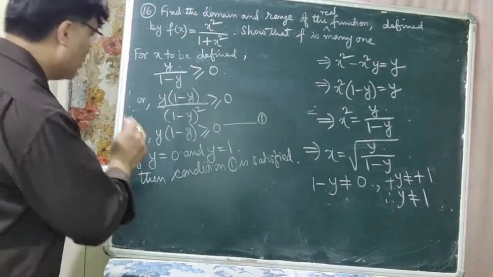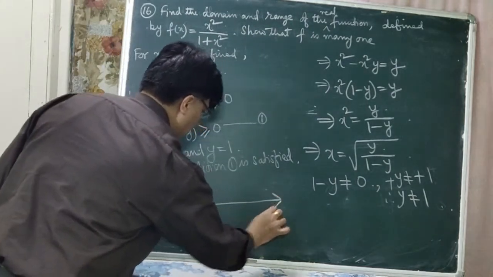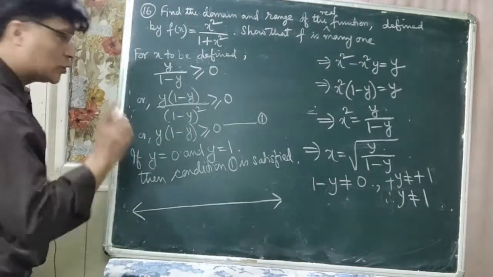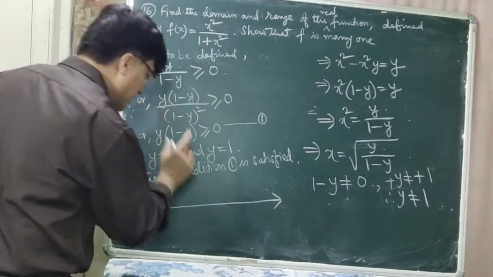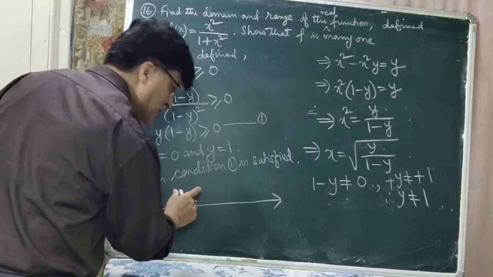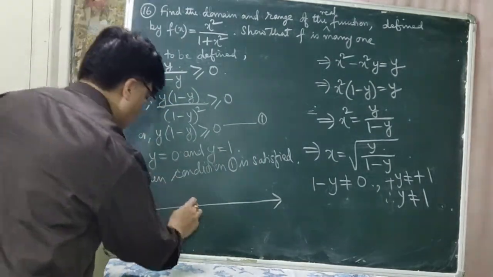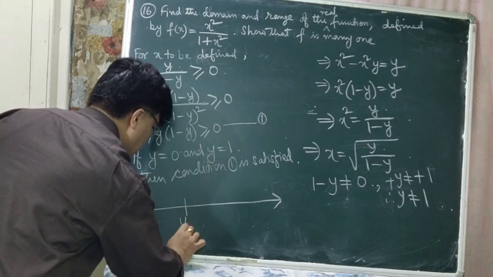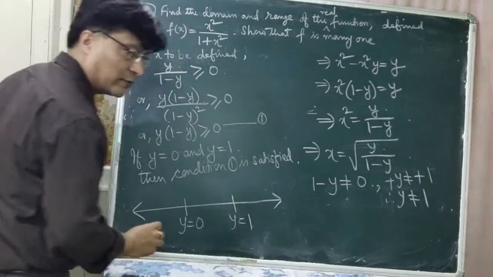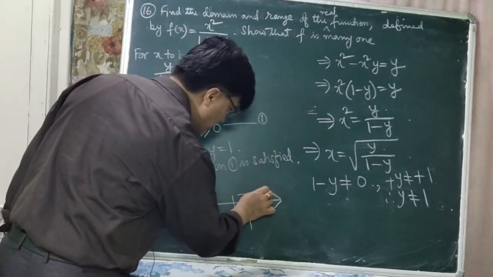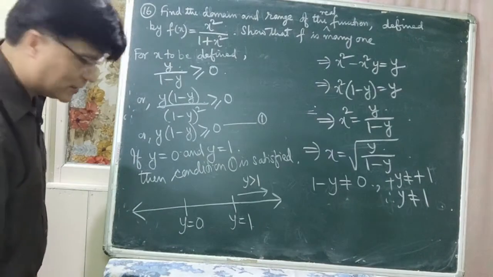Okay, now let us draw a number line here. Suppose this is a number line. So when y is equal to 0 and y is equal to 1, let us plot these points on this number line. So y is equal to 0 is this one, and y is equal to 1 is this one, right? So on the right of y is equal to 1, all the values of y are greater than 1. You know that, isn't it?